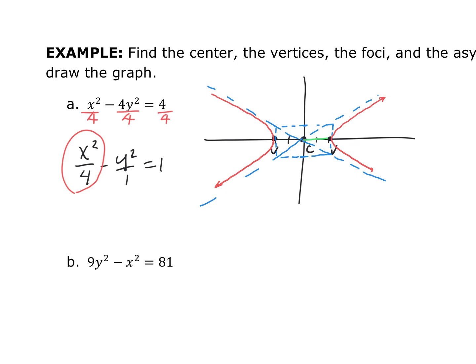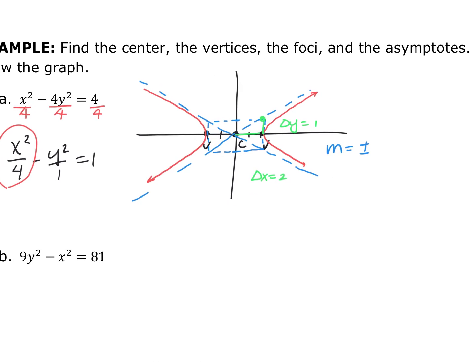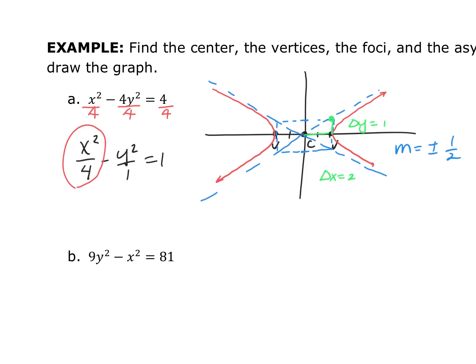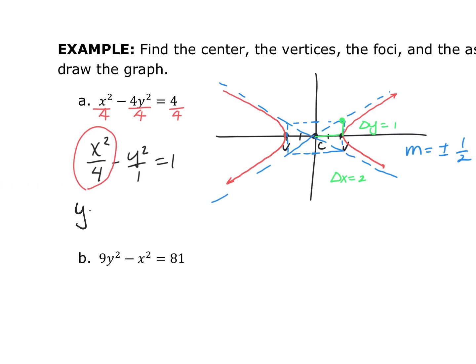Now, if I want to find my asymptotes, I'm just going to count. I went 2 in that direction, so my delta x is 2. I went 1 in that direction to get to this corner, so my delta y is 1. So my slope, m, is going to be positive and negative 1 over 2. That tells me my asymptotes are y is equal to plus and minus 1/2 x. And that's it, right? I am just literally counting from the center to the corner of my box.